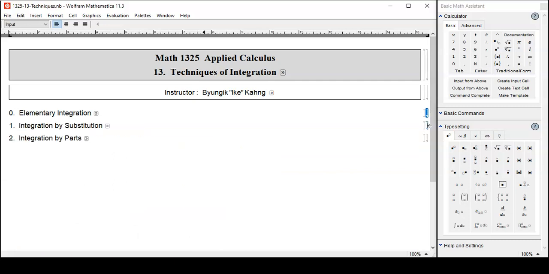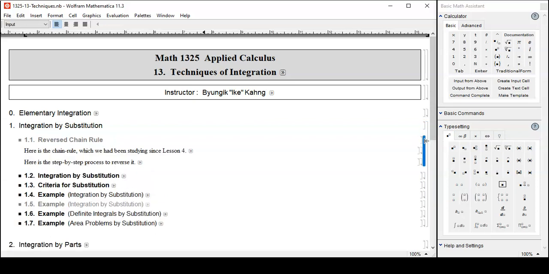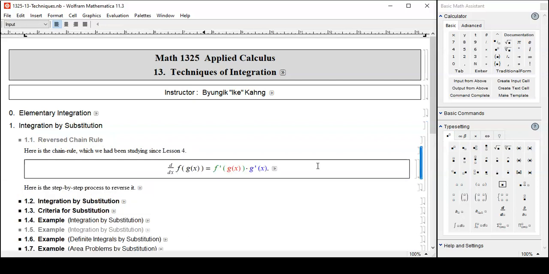Now, what do you do here? The majority of the topic here is the reversed chain rule, and the minority will be reversing the product rule, which we'll consider in section 3. So chain rule first. Here's a chain rule as we studied in lesson 4.